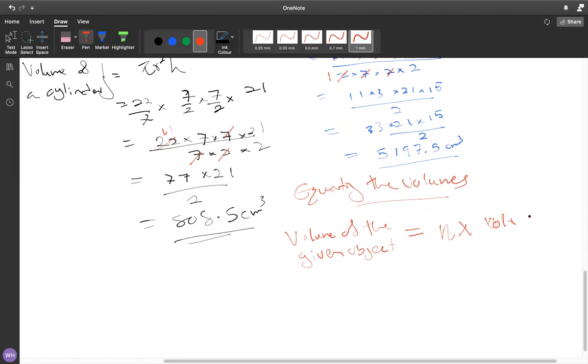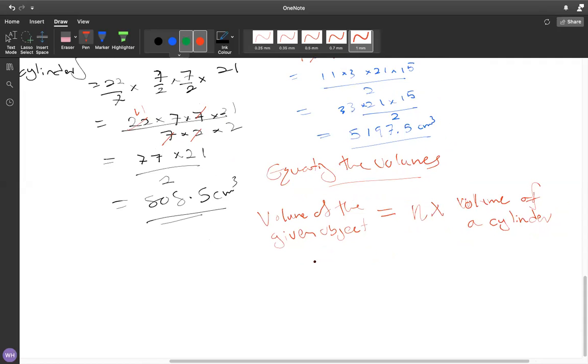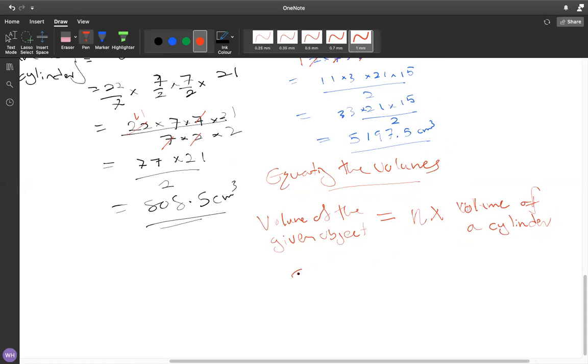Will be equal to n times volume of cylinder. Okay, so they have given us the volume of 5197.5 cubic centimeters, and they should be equal to n, the number of cylinders made, times 808.5 cubic centimeters.